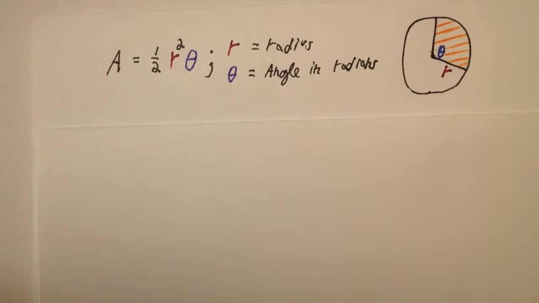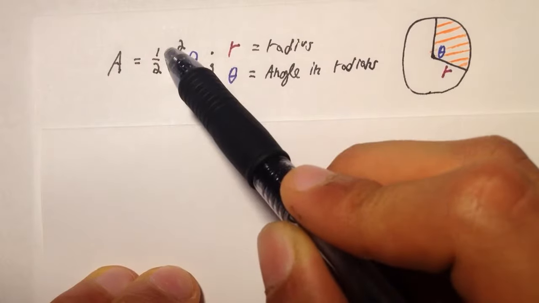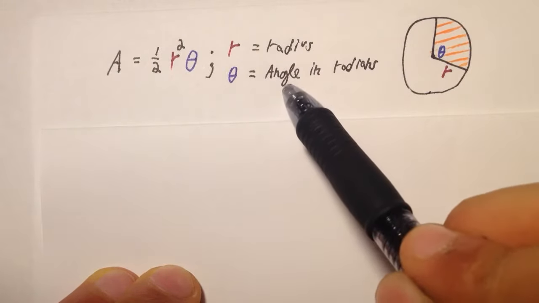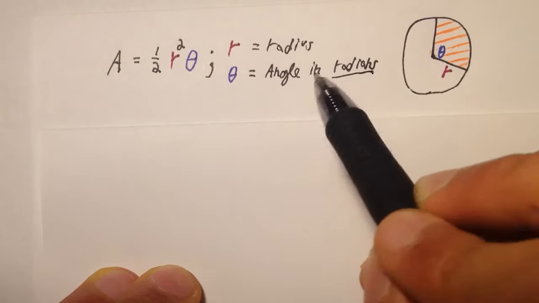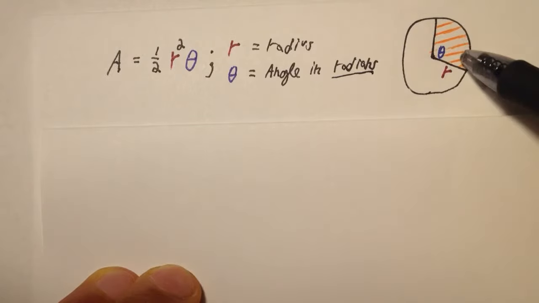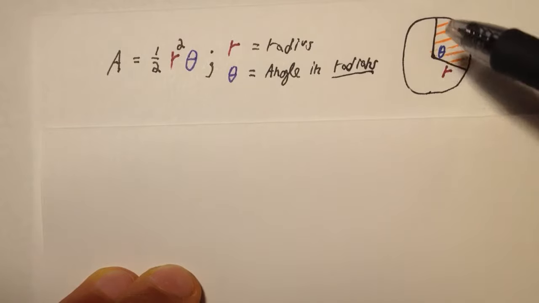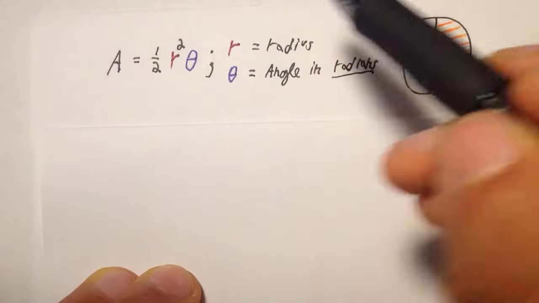So the area of a sector is simply 1/2 the radius squared times the central angle, where the central angle is a measurement given in radians. This is a mistake a lot of students are going to make, but it cannot be in degrees. So here, if I just want to find the area of this orange striped sector, I simply take the radius squared times the central angle in radians divided by 2.